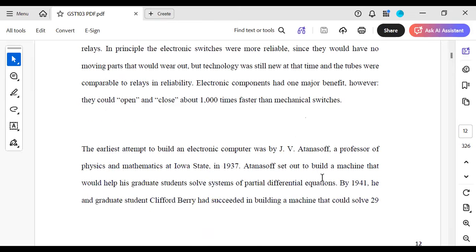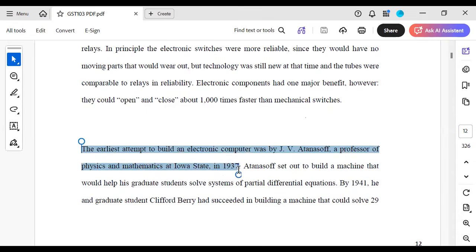And I think this statement is also very important. The earliest attempt to build an electronic computer was by J.V. Atanasoff, a professor of physics and mathematics at Iowa State University, in 1937. This statement is very important. It's a question on its own in the exam.